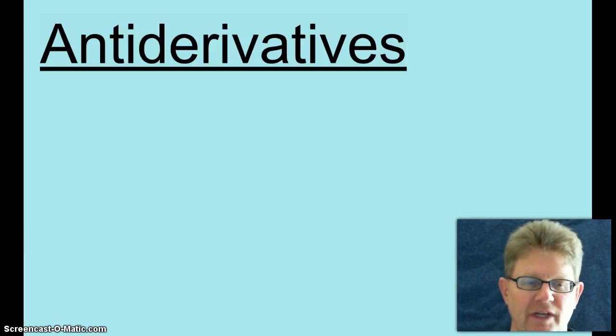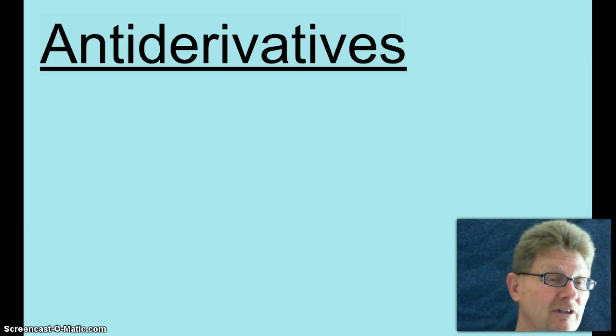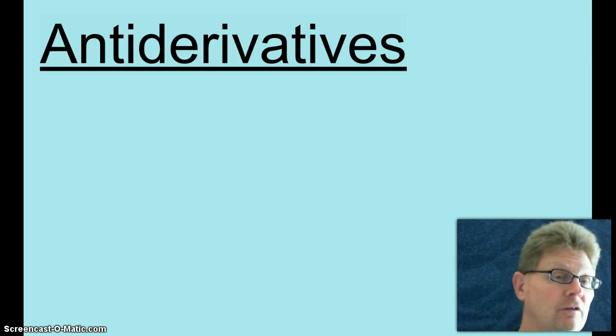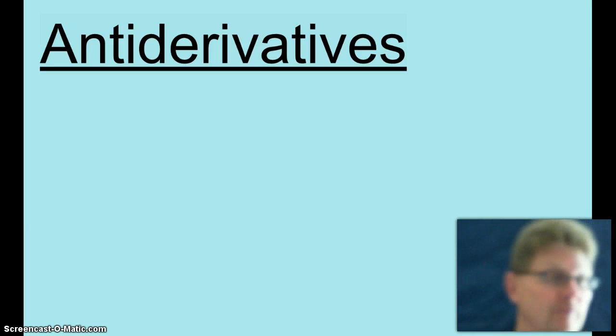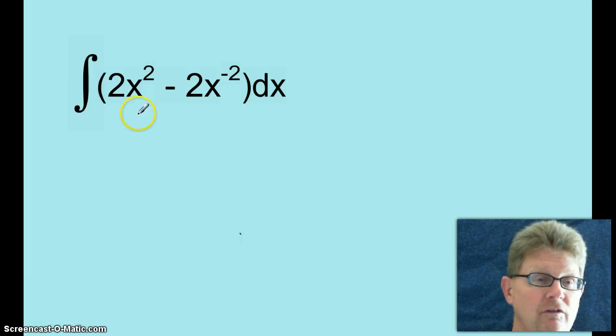Welcome to Indefinite Integrals, Lesson 1, Antiderivatives. It's where we find what the original expression was before we took the derivative. So we're kind of going backwards. It's called integration. That's why it's called an integral. And the first integral that we have is the integral of 2x squared minus 2x to the negative 2.